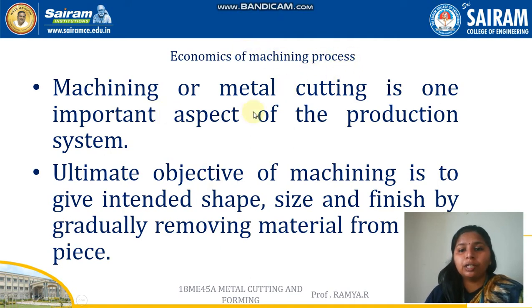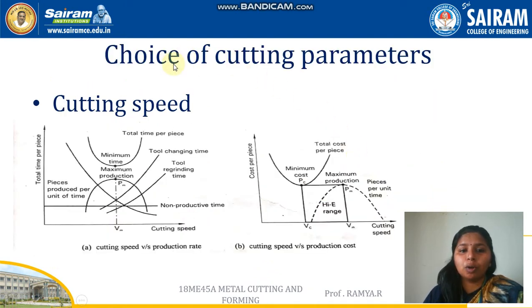Machining or metal cutting is one important aspect of the production system. The ultimate objective of machining is to give an intended shape, size and finish by gradually removing material from the workpiece. This is a choice of cutting parameters. This graph shows cutting speed versus production rate, and this is cutting speed versus production cost.